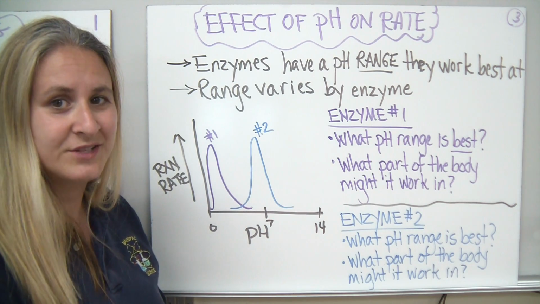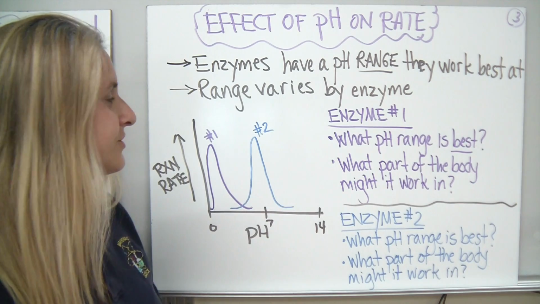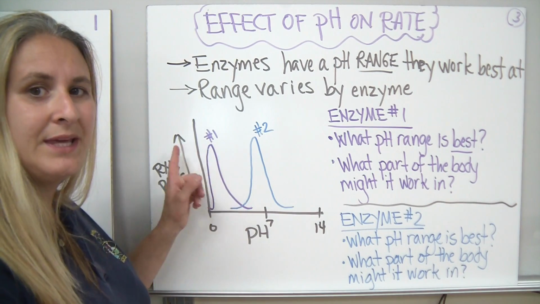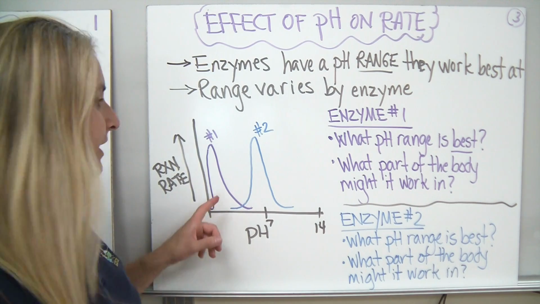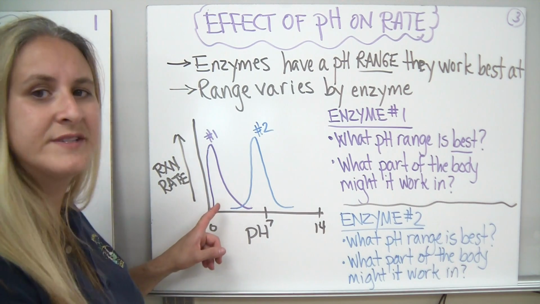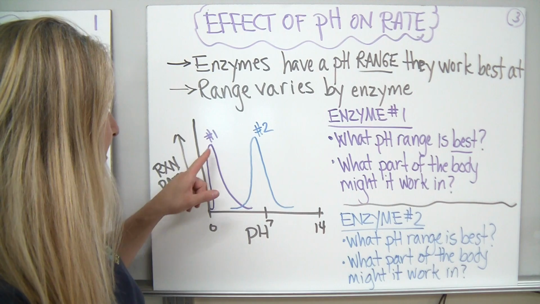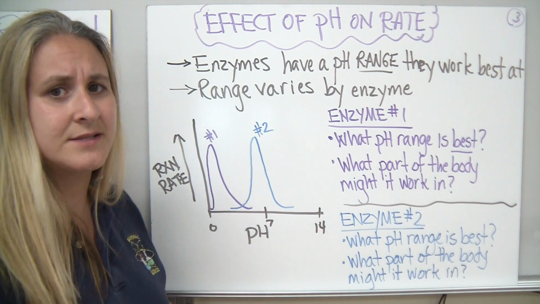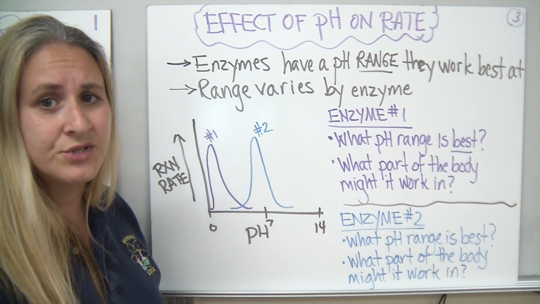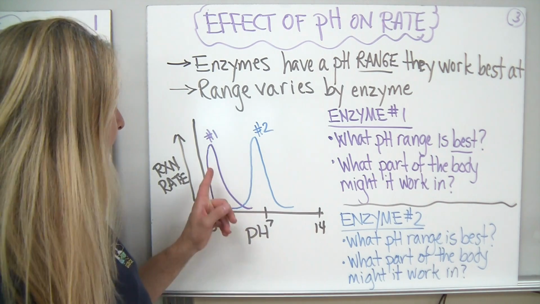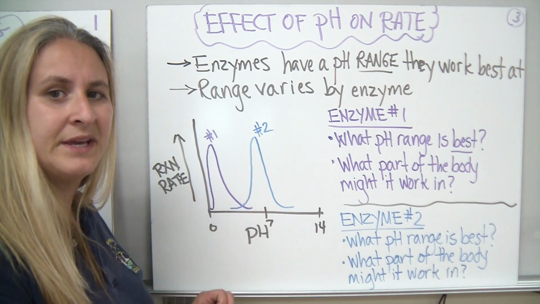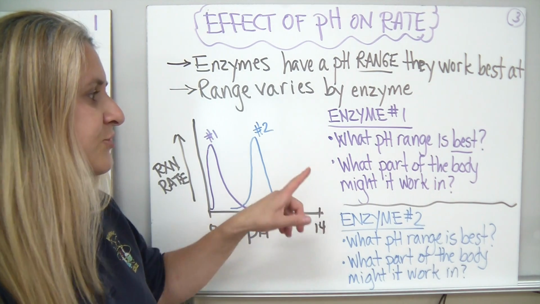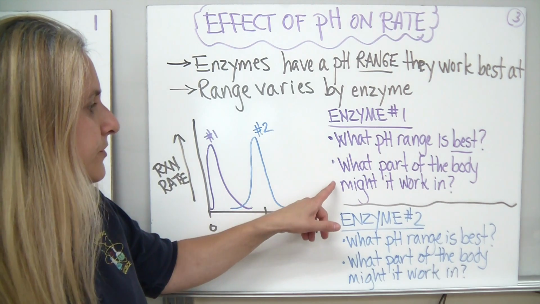Now that you've answered the questions, let's go back and see what the answers might be. For enzyme number 1, you see that the peak is the maximum rate. So the highest point of my curve is its best pH range, or pH. If we look at it, I would estimate that it's somewhere around a pH of 1 to 2 in this case. Well, is that an acid or a base? Remember, if it's below 7, it's an acid. So the pH range that it worked best in was 1 to 2.